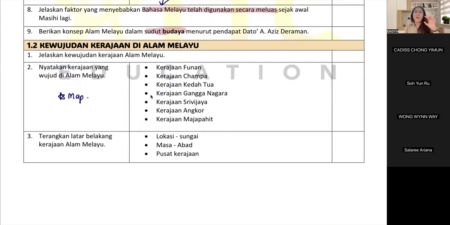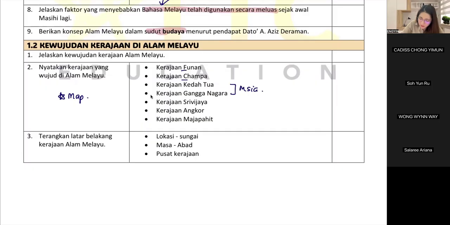But sometimes your school teacher will give you the map. Oh my god, I have to remember that. So yeah, you need to agak-agak know their location. So for your context, Kedatuan Gangga Negara is Malaysia, gang. So you just remember Malaysia.